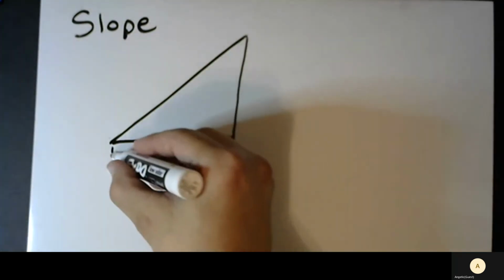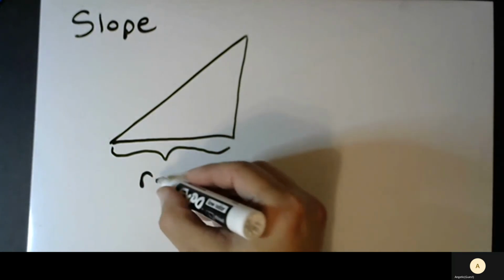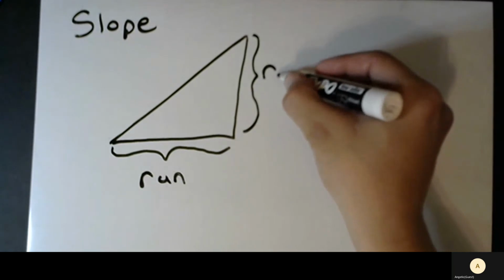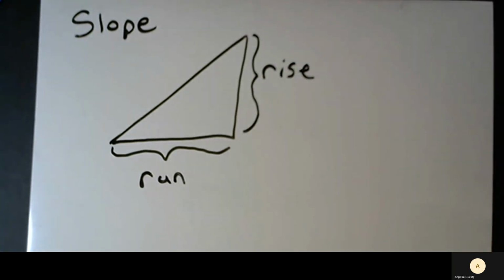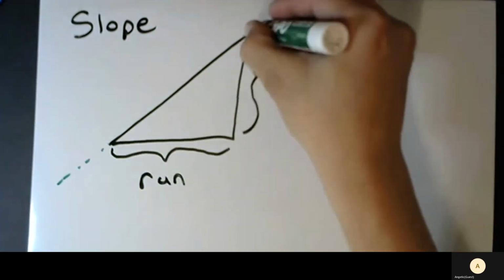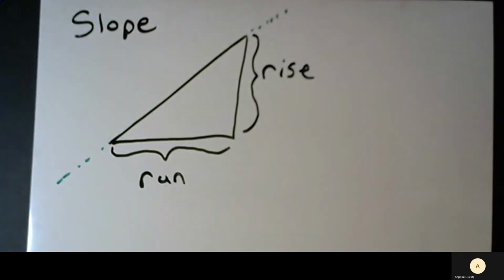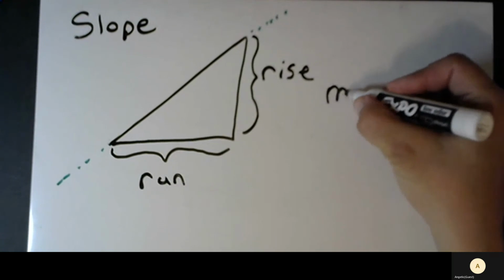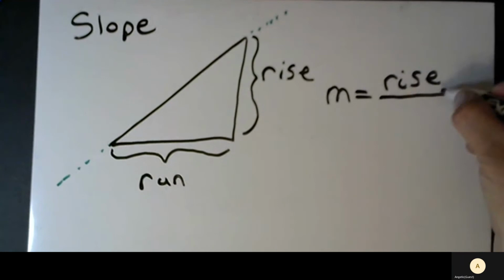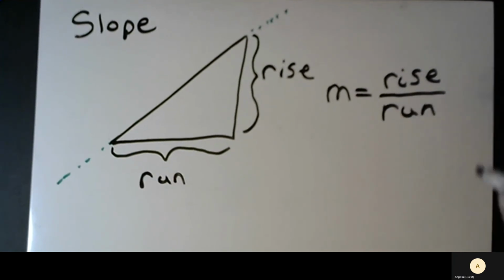So we have a run. We have a rise. And let's say this is part of a line. This line keeps going on forever and ever, but we just take a portion of it. Well, the slope m is the rise over the run for your line.